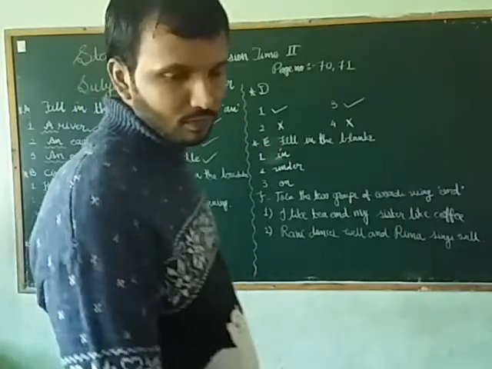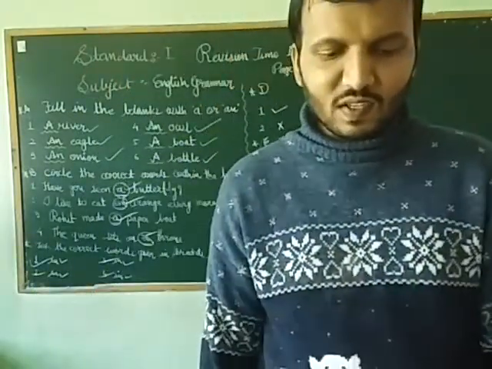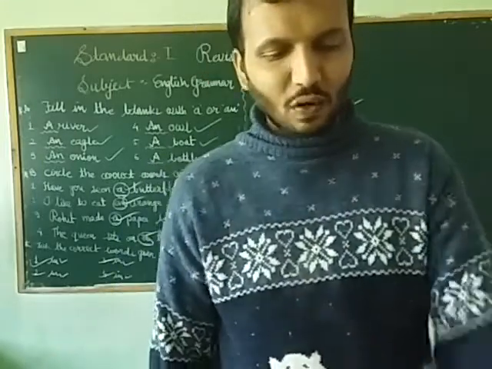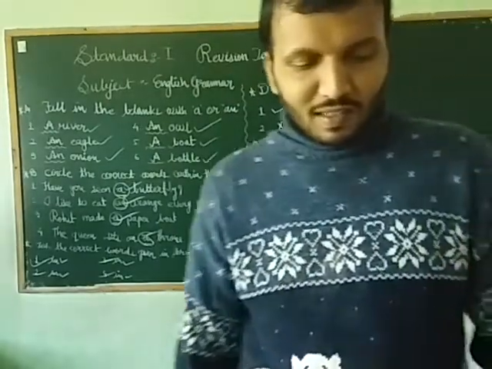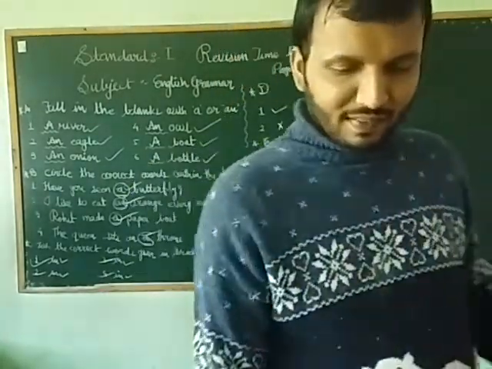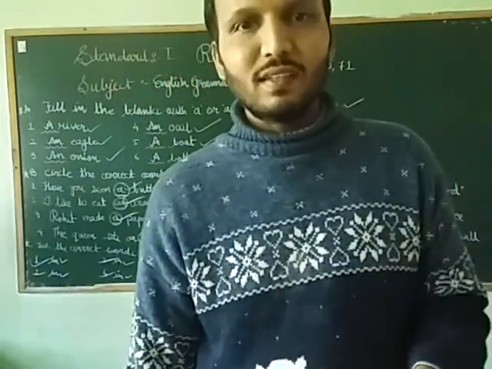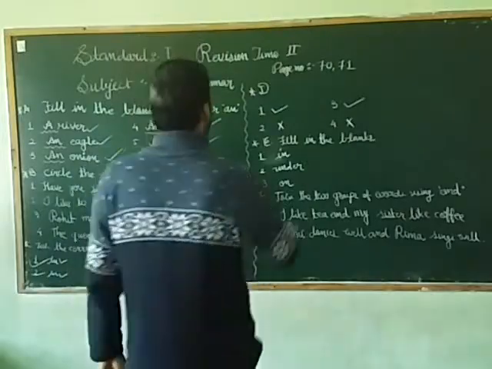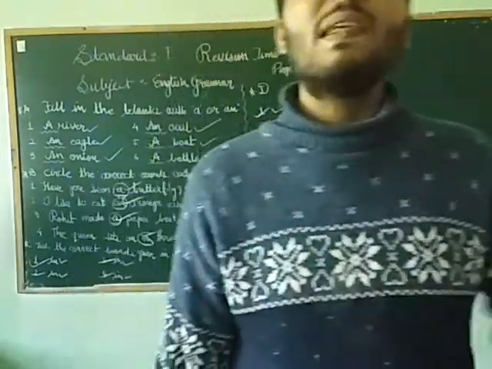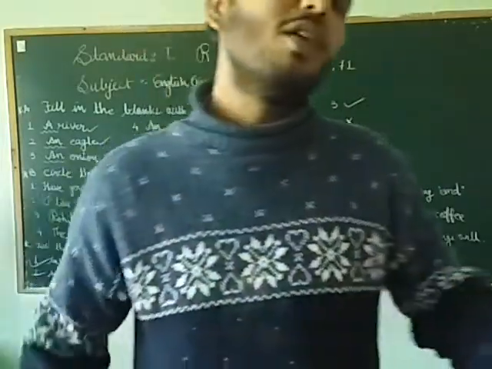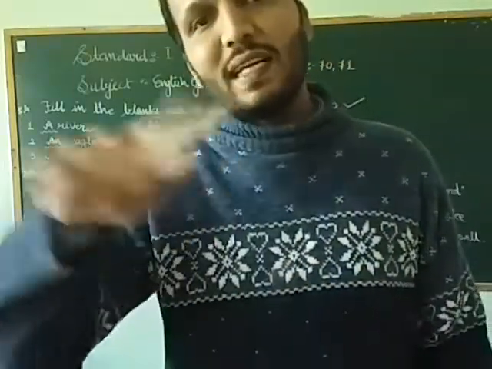Now D number, look at the pictures and tick the sentences that describe the pictures and cross the ones that do not. So first number, there are mangoes on a plate. So that is correct, right? First number jo hai picture hai uske mutabik hi sentence hai. That is why we have to do right. Okay, so do tick mark.